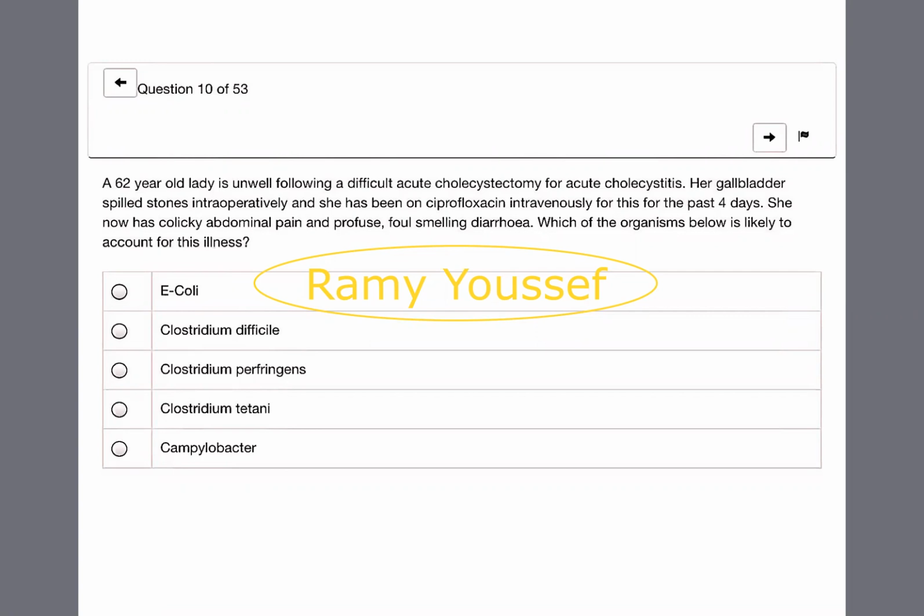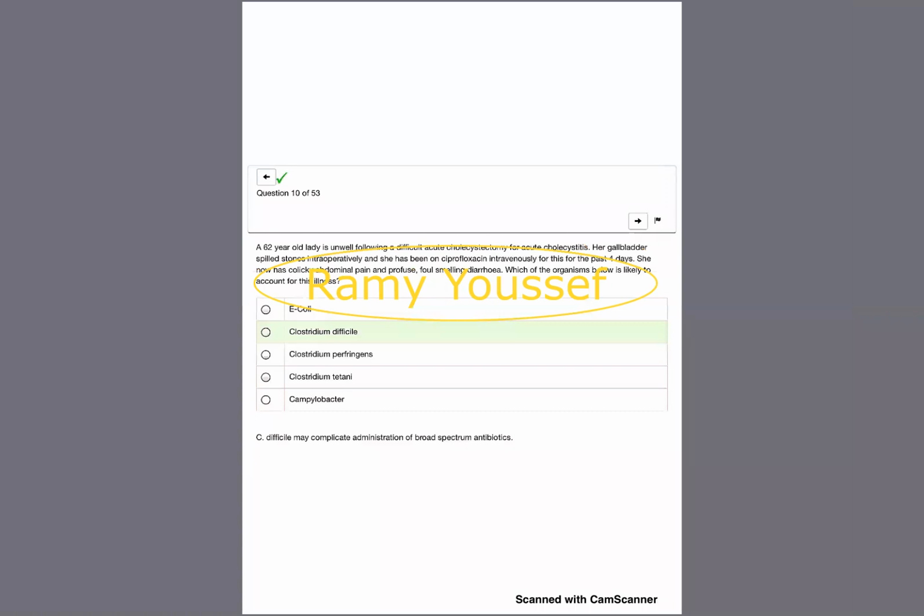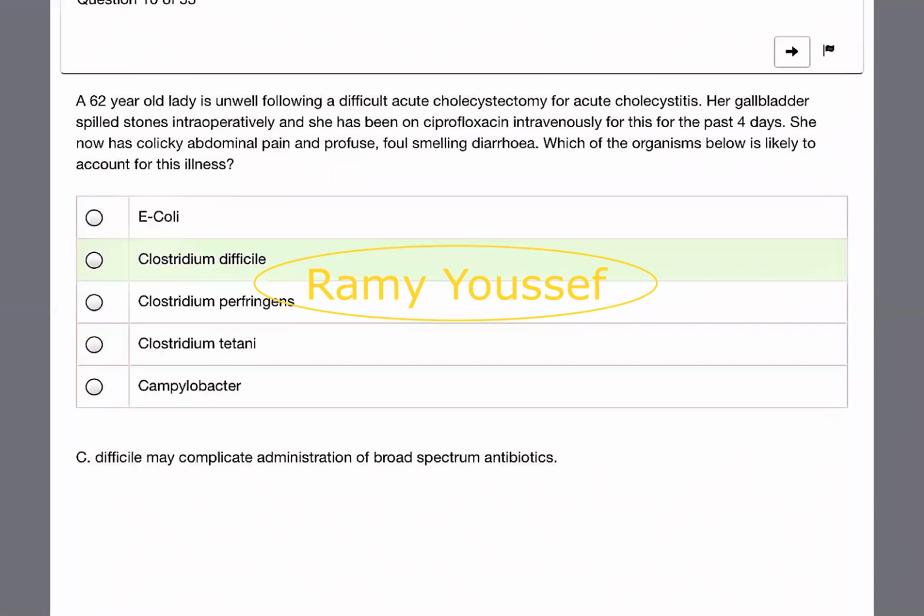Any other answer? Does anyone have a different answer? Dr. Ali: I think perfringens, because of foul smelling. Clostridium difficile. Okay, oh, I got it the first time then.